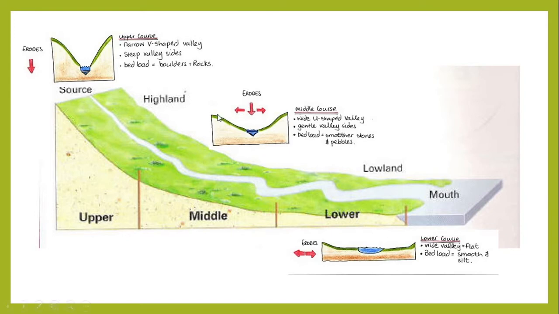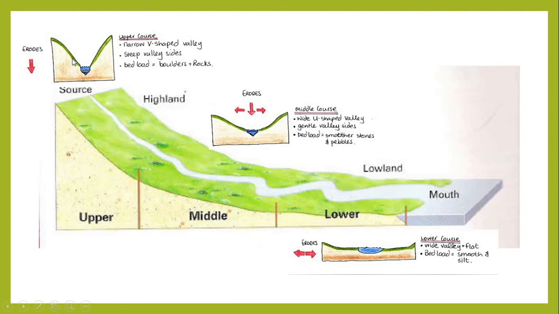Okay, so what we're going to do now is course element by course element. So first upper, then middle, then lower. Look at how the processes of erosion, transportation and deposition create different landforms, different shapes. So in the upper course, we're going to look at how it creates waterfalls and gorges. In the middle course, we're going to break down how it creates meanders and oxbow lakes. And in the lower course, we're going to break down how it creates estuaries and deltas.